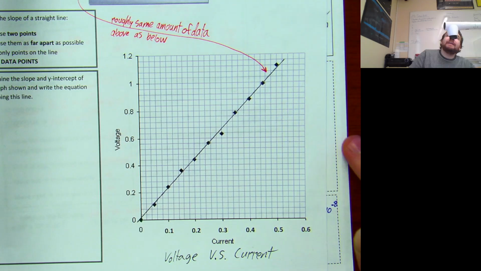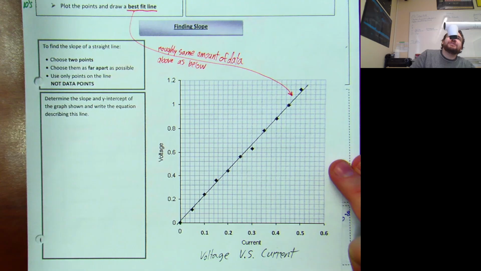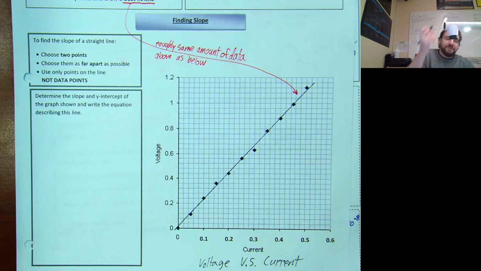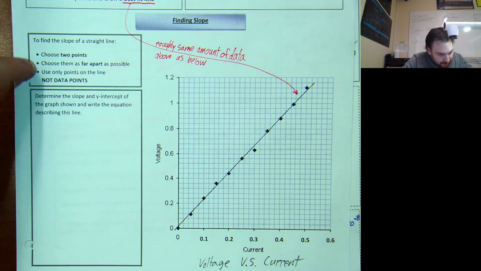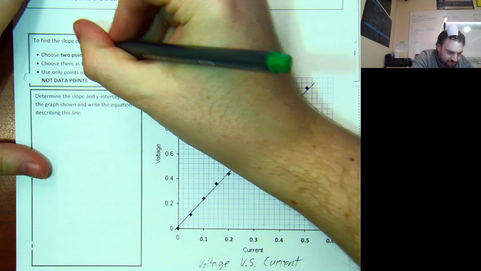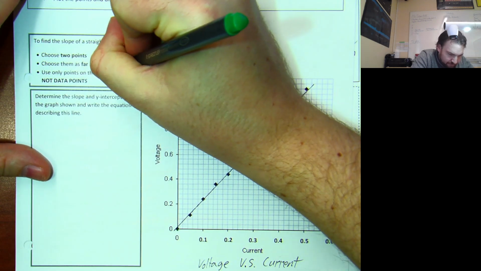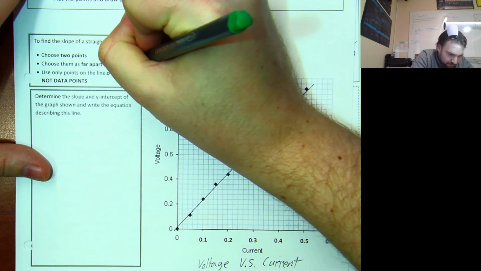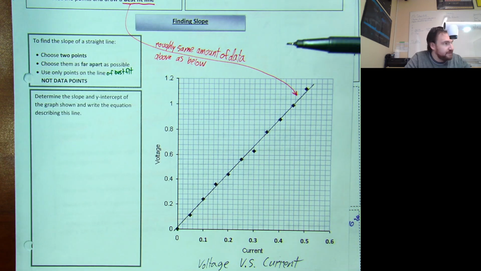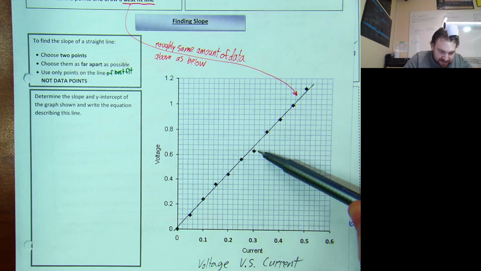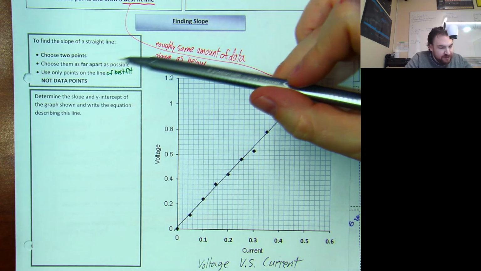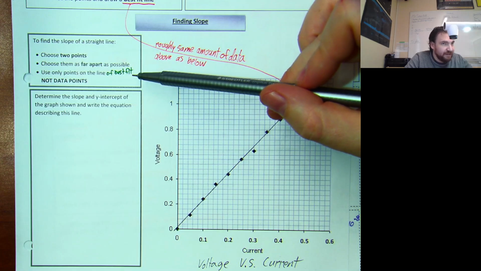When you're analyzing your data, one of the things we're always going to do is take the slope. Slope's going to give us a relationship here. To find the slope of a straight line, first we want to choose 2 points that are fairly far apart and use points on the line of best fit. Not data points. Do not use points that are labeled as data. We want to take points from our line of best fit that are specifically not data.